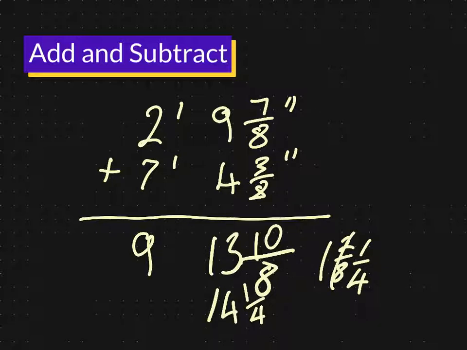However, anything that is more than 12 inches, we need to convert that to feet. So we know 12 inches is 1 foot, so we'll take 12 off of that and add 1 on here. That leaves us with 10 feet, 2 1/4 inches.